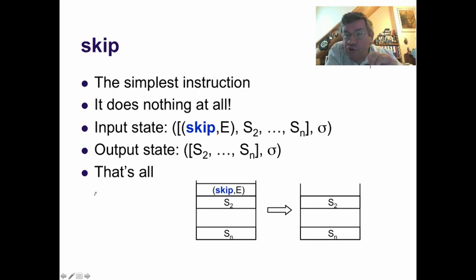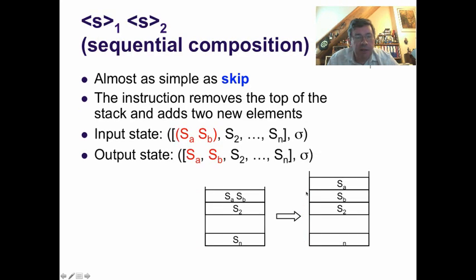Skip is the simplest instruction. It does nothing at all. So let's see how to define nothing. The input state here has the skip on the top of the semantic stack. What it does is it simply pops this instruction off and returns the semantic stack that results. So in the diagram here, we can see on the left, the skip is on the top, and on the right is the output execution state. In the semantic stack, the skip has simply been popped. That's all it does.